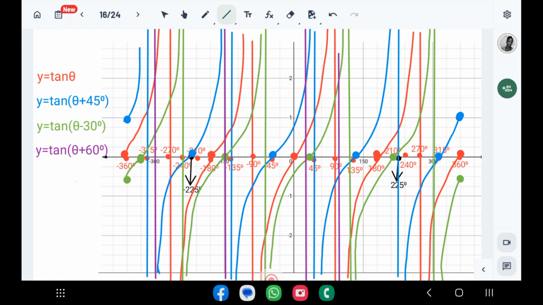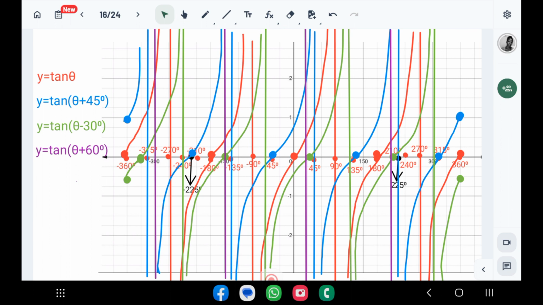Okay, on the right hand side, okay, so that's 30 degrees plus 180. Let's see. The next asymptote, 30 degrees plus 180. That lands us at 210. That's 210. This is where it lands us. Okay, next one, 210 plus 180. That is 390, which is outside of range.